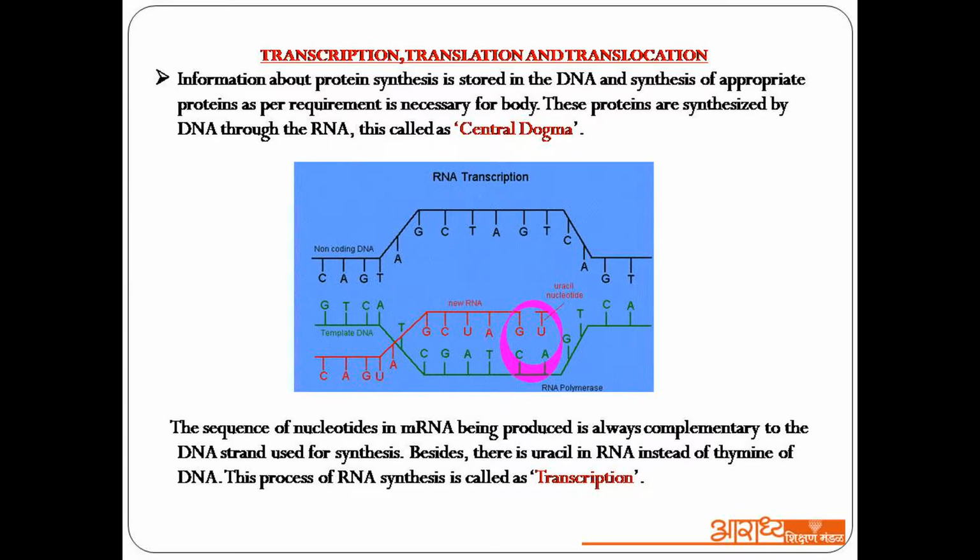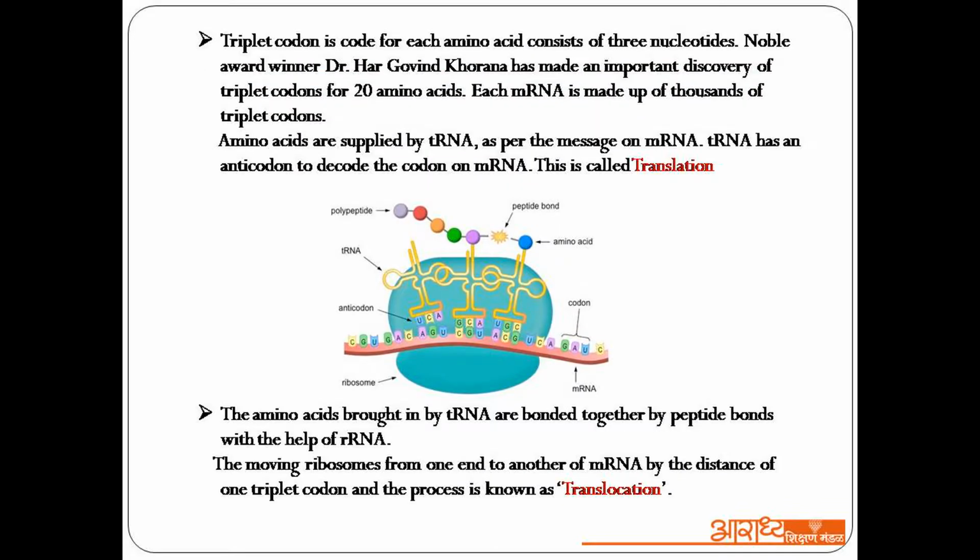Transcription, translation and translocation. Information about protein synthesis is stored in the DNA, and synthesis of appropriate proteins as per requirement is necessary for the body. These proteins are synthesized by DNA through the RNA; this is called the central dogma. The sequence of nucleotides in the mRNA being produced is always complementary to the DNA strand used for synthesis. Besides, there is uracil in RNA instead of thymine of DNA. This process of RNA synthesis is called transcription.